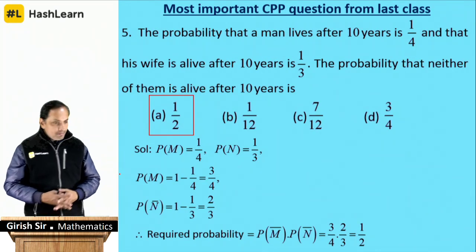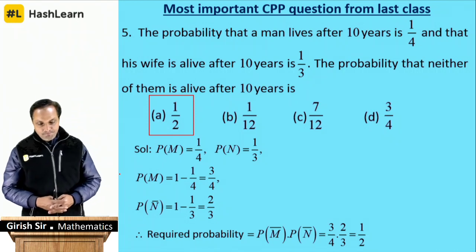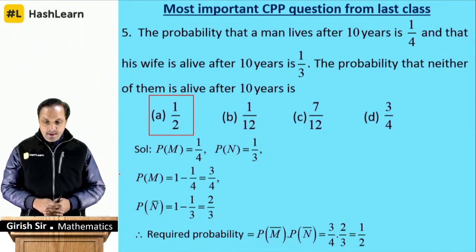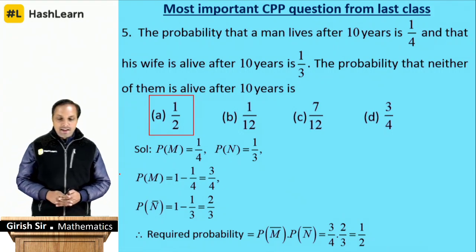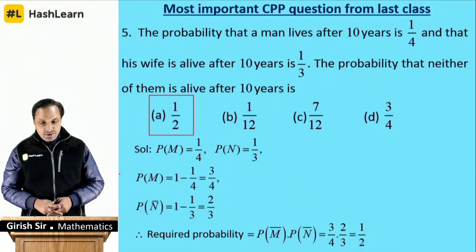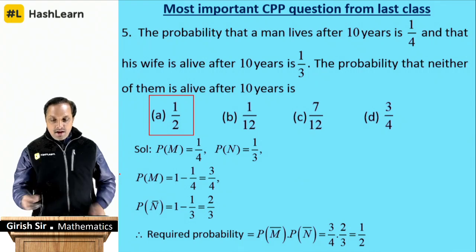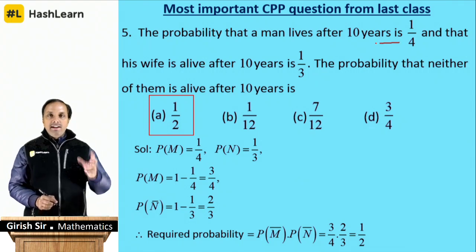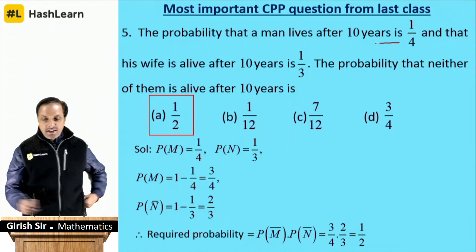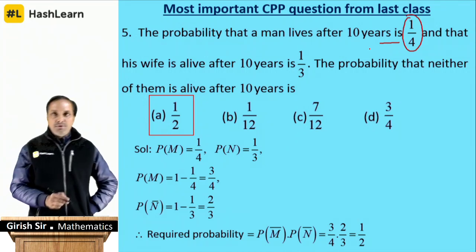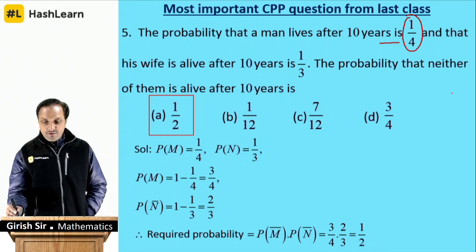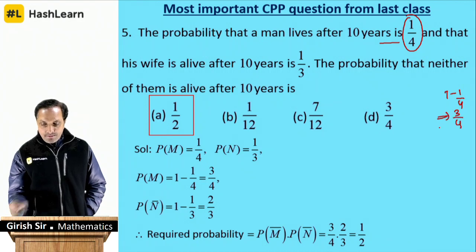And here is the problem from the last class practice pack. They were asking you to find the probability that neither of them is alive after 10 years. So who are they? A man lives after 10 years is 1 out of 4. If he is not going to live, it will be 1 minus 1 out of 4, which is 3 out of 4.